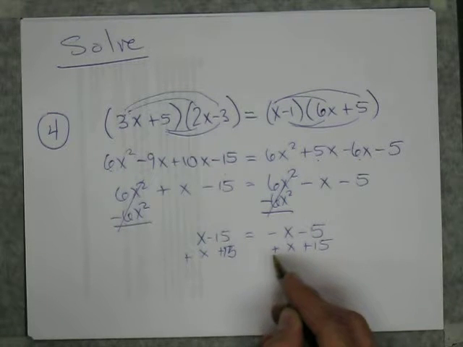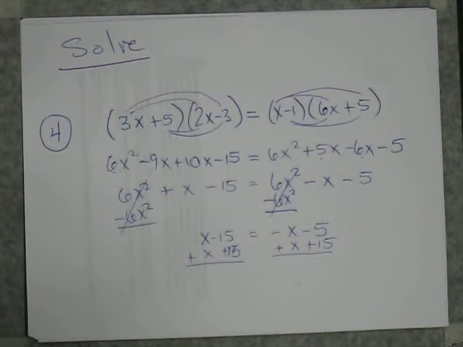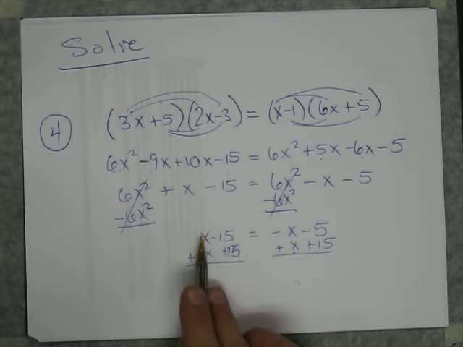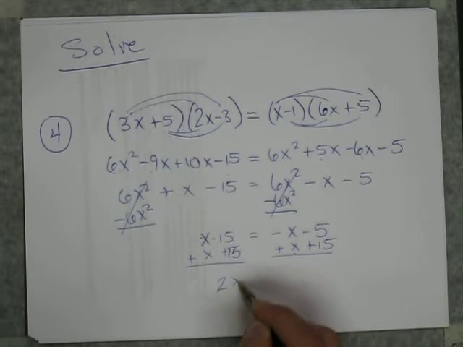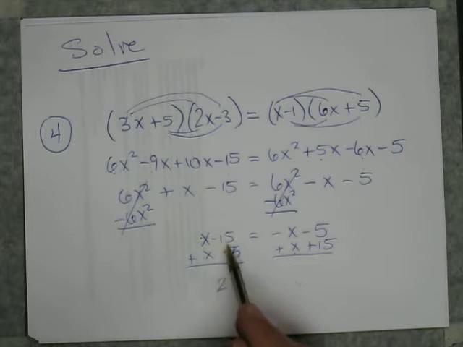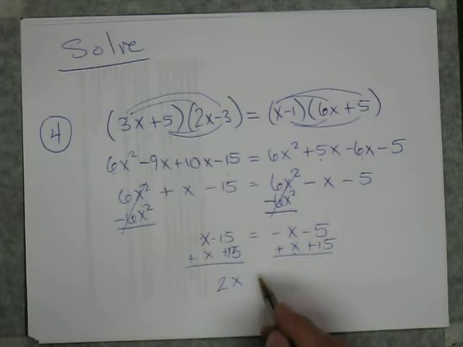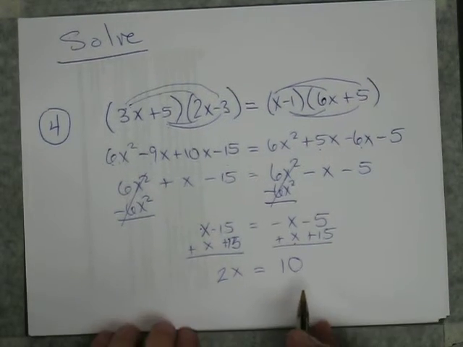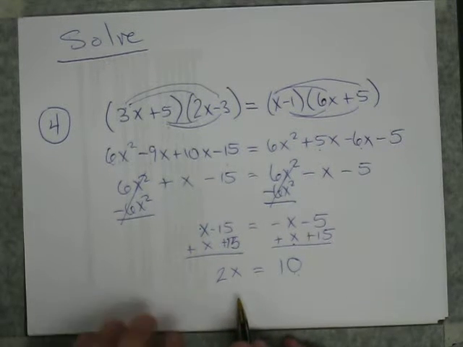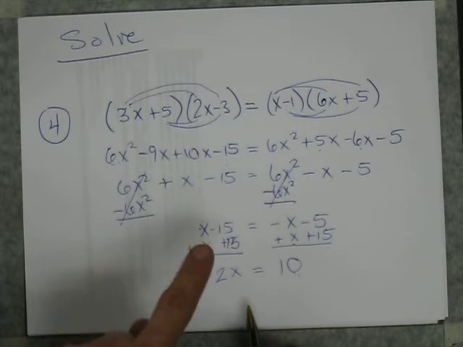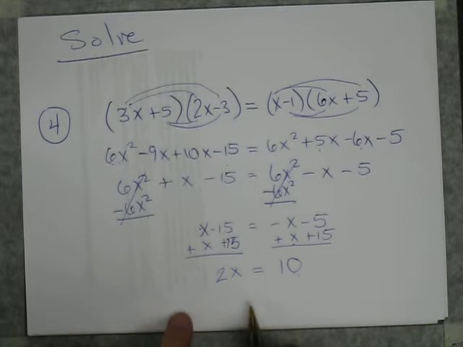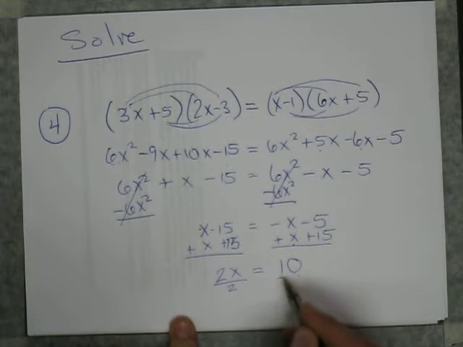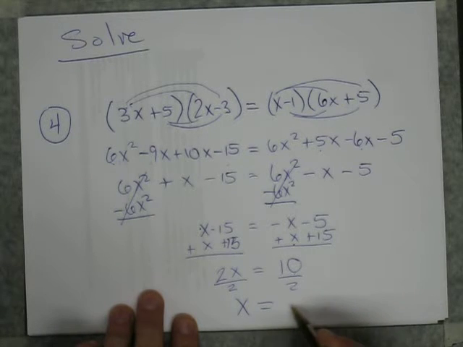Give it a pause there. Okay. So I added the x to combine it with this x. So x plus x is 2x. And then I added the 15 because it's minus 15. So I'm going to add the 15 to get it over here. So negative 5 plus 15 is 10. So we distributed, we combined like terms, we added, subtracted, and now we're going to divide both sides by 2. X equals 5.